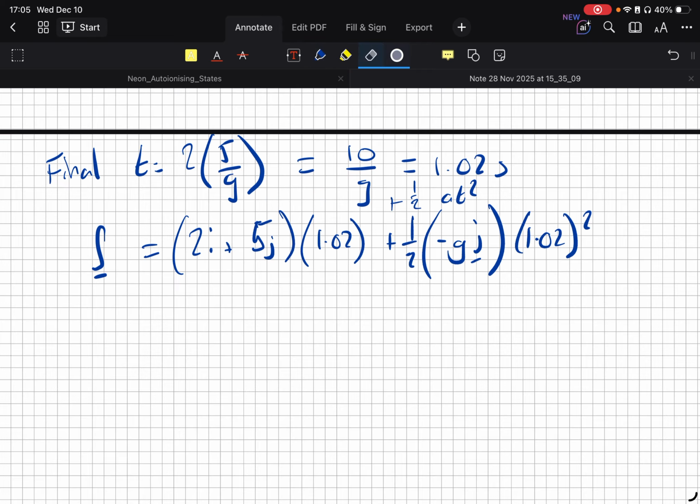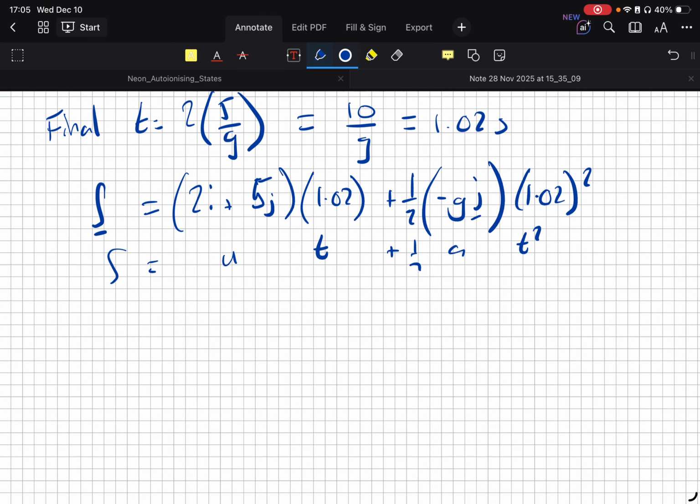And I realize I've made that kind of messy. So let's just write that out again. So that's just s equals ut plus a half a t squared. That's all we've done here. Okay, and what we want to determine basically is the range of this motion. So that's the x component of this position. So let's just multiply out the numbers.